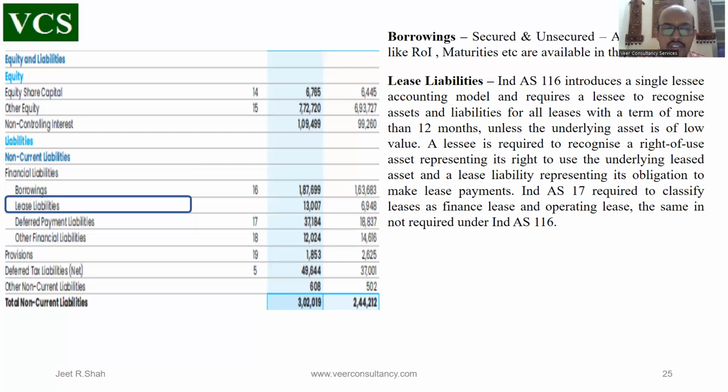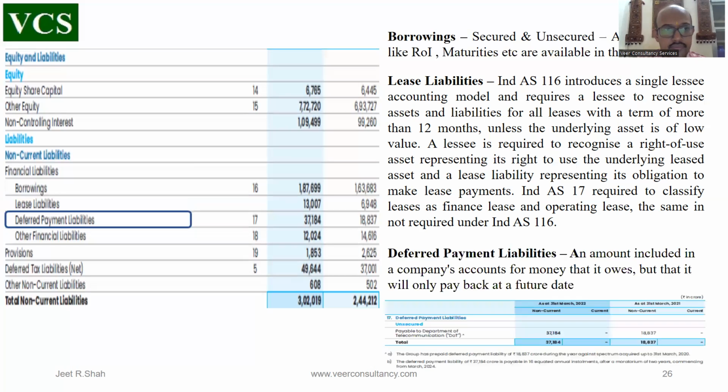So what are lease liabilities? The asset that you have taken on lease, on which you are paying the lease rentals. Lease rentals, there are two parts to it. In the lease rental you pay, there will be one part that is known as principal repayment, and the other is the interest that you are going to pay. So these are lease liabilities.